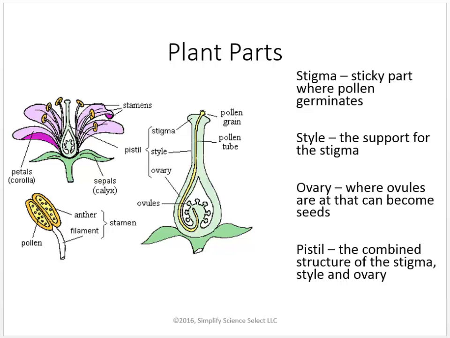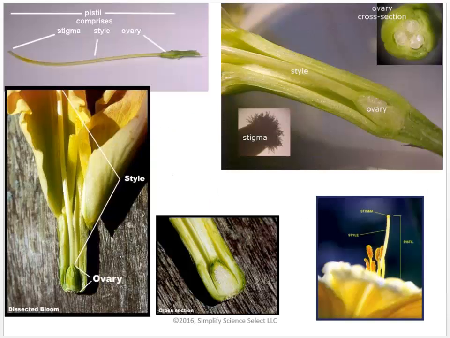Now this entire structure, the stigma, style, and ovary combined, becomes the pistil. One of these would be a carpel. Multiple carpels become the entire pistil. We see some examples here, including a cross section, so we can see inside that. Again, the pistil is the whole thing all together. Sometimes we'll see separate carpels, sometimes we'll see carpels fused. The stigma is the sticky part at the top. The style is just serving to hold up the stigma, and the ovary is at the very bottom, where those ovules are contained.